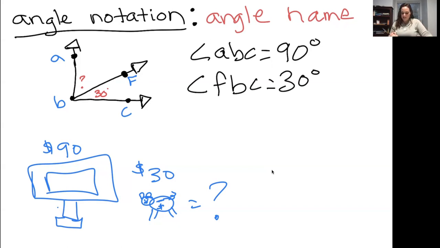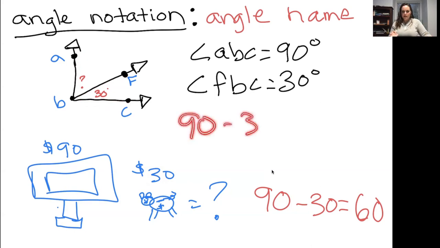So I'm going to take the amount that I know it costs and I'm going to subtract the 30 I already have. And that's going to tell me my answer of how much I still need to put into my piggy bank before I can buy my own computer screen. And if I do that math, I'm going to get 60. The same goes with these angles that we're looking at. If this big one is 90 and this piece I already have is 30, I just have to figure out what the difference is. What's the difference between 90 and 30? And that'll give me my other angle.